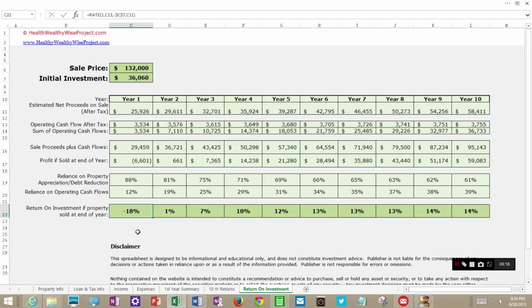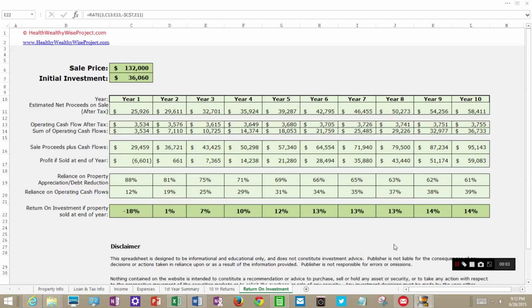You can see if you sold this property after 1 year, you'd lose money, which is really to be expected on many rental properties. You're not going to recover that $36,000 in your first year. But if you hold it for 2 years, you basically break even on this property. And as you hold the property longer, you can see your investment return increases up to 14% in this case. And you can do some what-if analysis here.